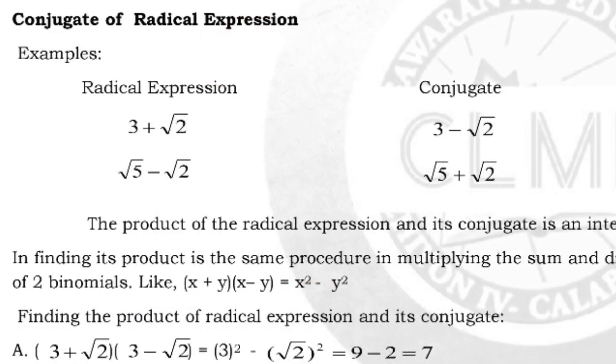Next is conjugate of radical expression. So examples, radical expression 3 plus square root of 2. The conjugate here is 3 minus square root of 2. So if the operation is plus, the conjugate will become minus, the opposite. And if the operation is minus, the conjugate is the opposite, it will become plus. So square root of 5 minus square root of 2, its conjugate is square root of 5 plus square root of 2.